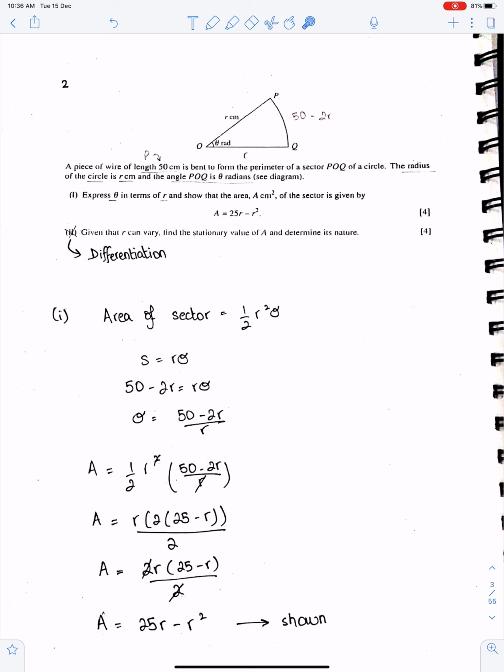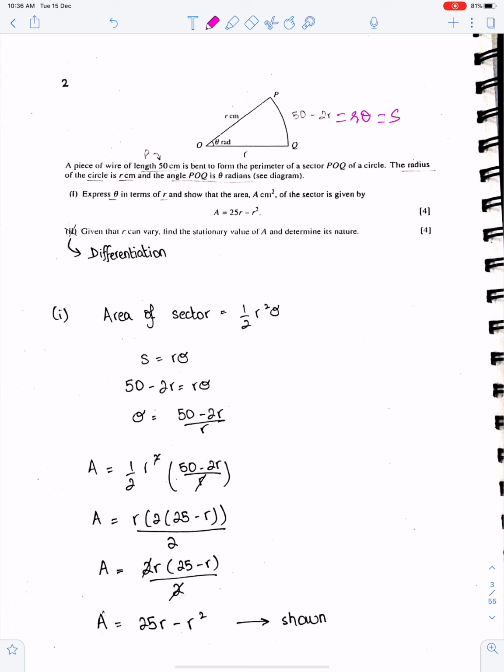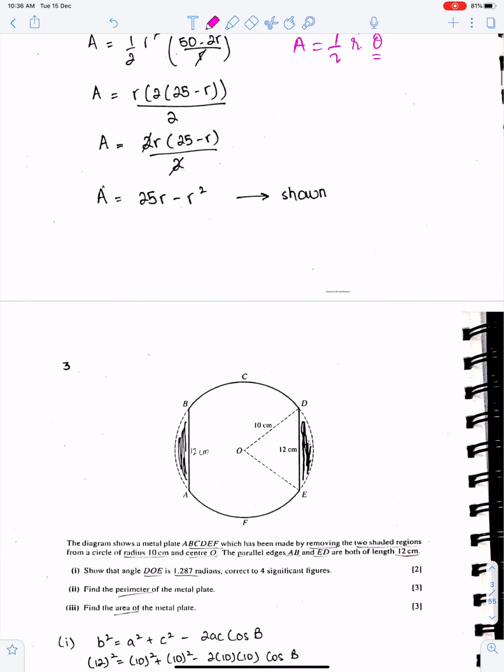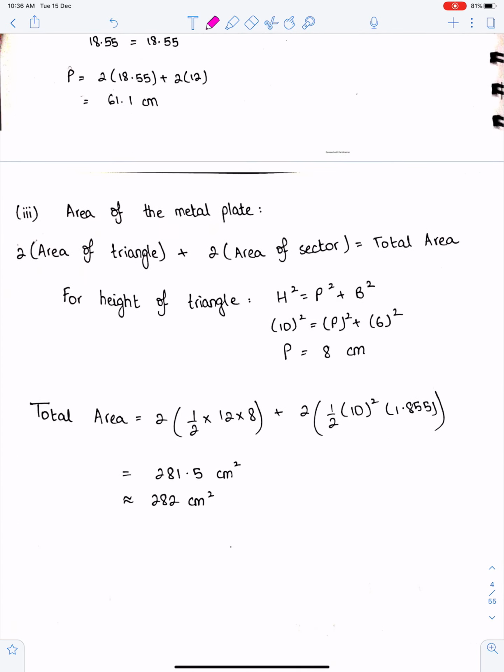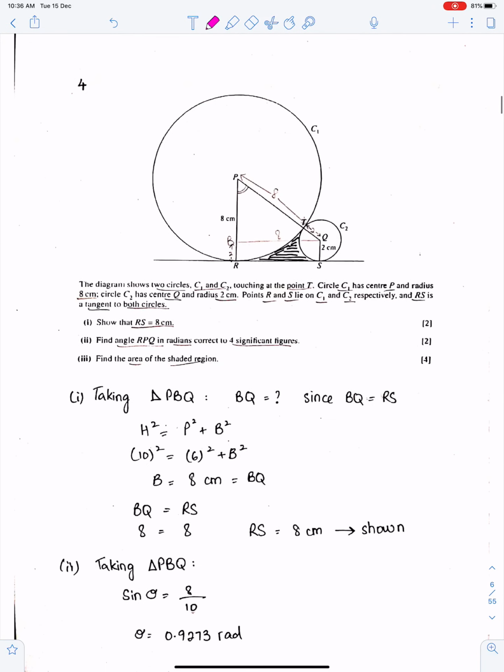Basically, we had to get the value of theta from here. This is the arc length formula. Get the value of theta and then substitute theta into area formula. The area formula is half r square theta. You just need to substitute theta here. Leave the part 2. This question is important.